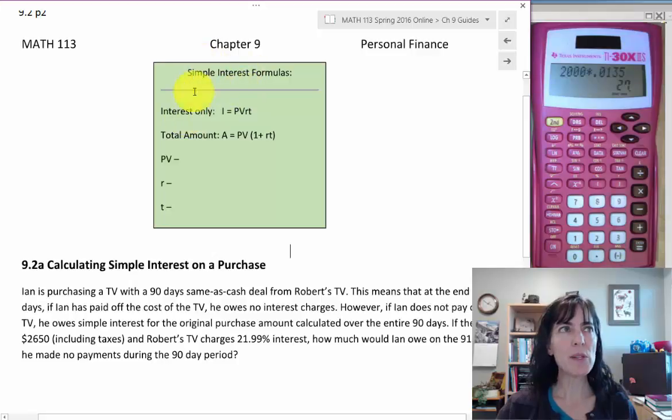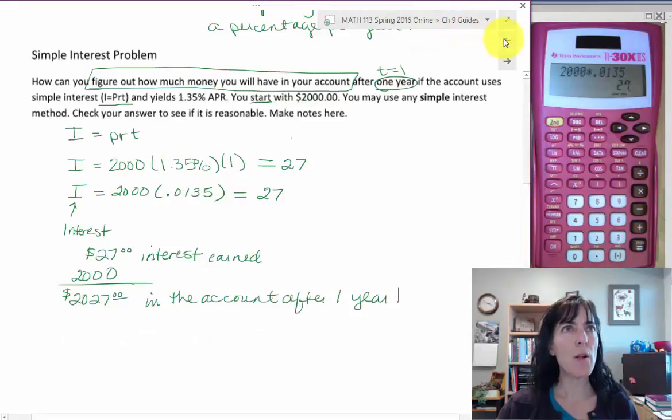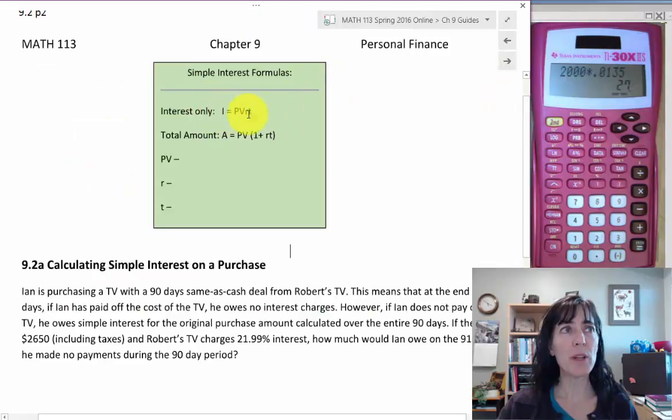Okay, so we have two simple interest formulas. The first one is if you only want to calculate the interest, and that would be like what we did here. We just used the I equals PRT, and all we got was the amount of interest that was earned on the account. And that's this first formula here.